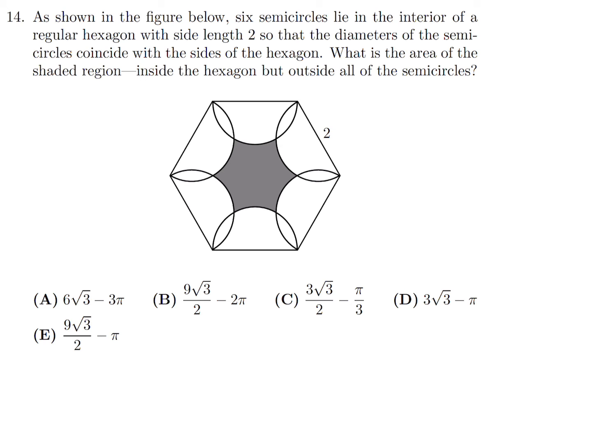As shown in the figure below, 6 semicircles lie in the interior of a regular hexagon with side length 2 so that the diameters of the semicircles coincide with the sides of the hexagon. What is the area of the shaded region inside the hexagon but outside the semicircles?